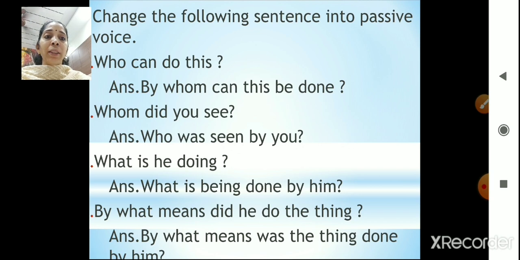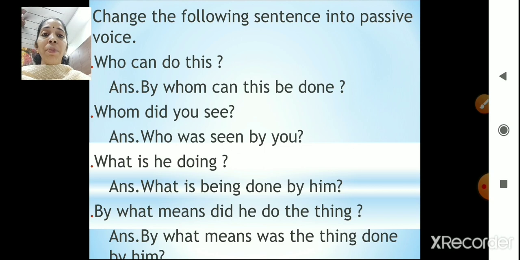Change the following sentence into passive voice. The first one: who can do this? If we see here the normal structure of an interrogative sentence in active voice, starting with what is this who? It is an interrogative pronoun. So this is an interrogative sentence that begins with an interrogative pronoun. So what will be its passive form?